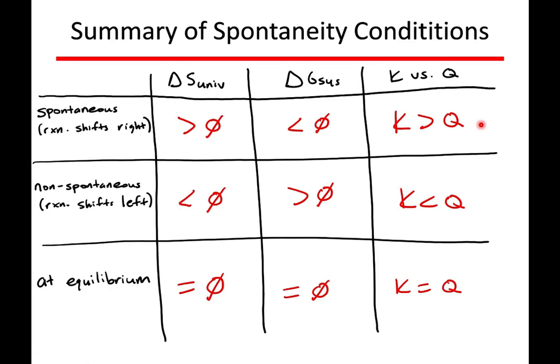So the reason why a reaction shifts to the right when K is greater than Q is because as the reaction shifts to the right, you are minimizing Gibbs free energy and you are maximizing the entropy of the universe. That is what all systems want to go towards, right? You want to try to increase the entropy of the universe and you want to try to decrease the Gibbs free energy of the system. That is what this is all about, and that's how all these concepts are connected. That's how we're able to connect equilibrium to thermodynamics and energy.